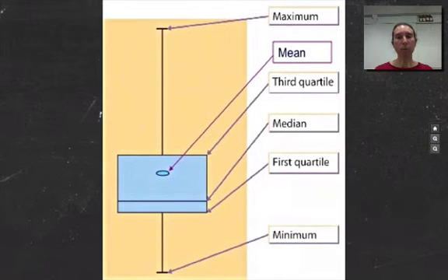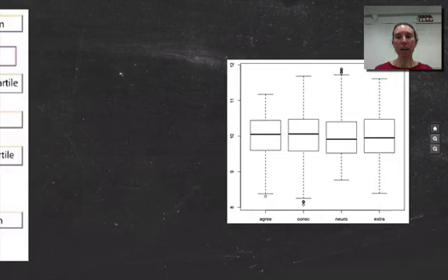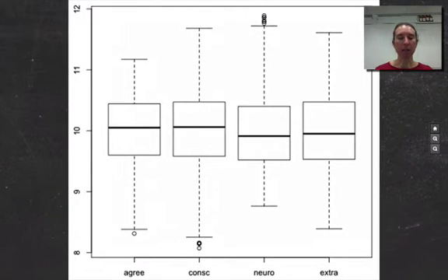So essentially, when we want to describe data, this single graphic gives us all of the key descriptive information that we might want to think about. We can also compare different box plots. This is actually plots for 4 different variables, so agreeableness, conscientiousness, neuroticism, and extroversion.